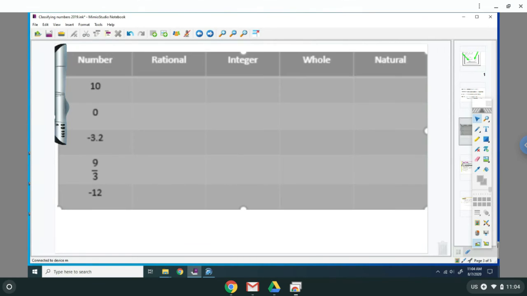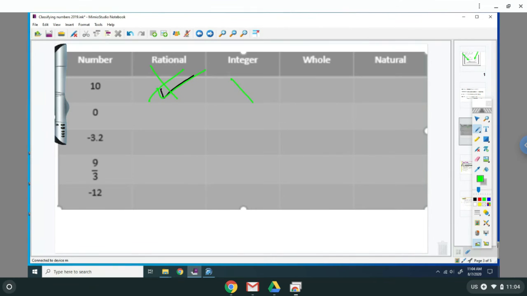Okay, so now we have this box. What we're going to do is put a check mark for what category they belong to. And remember, they can belong to more than one category. So 10. 10 is rational. Or we can put an X. Let's put an X. So 10 is rational because all numbers are rational.